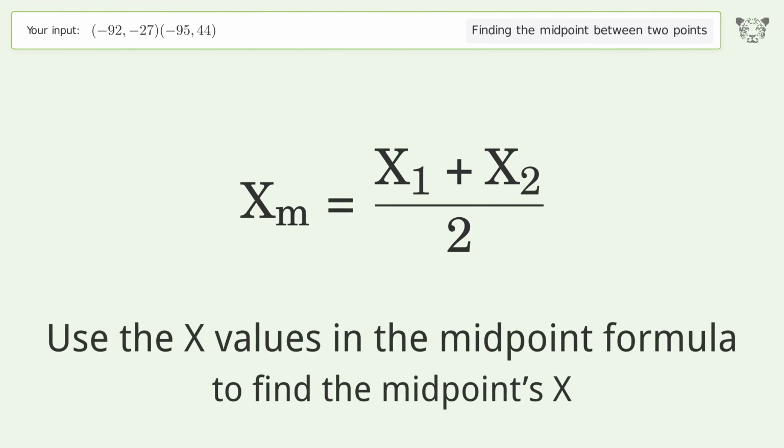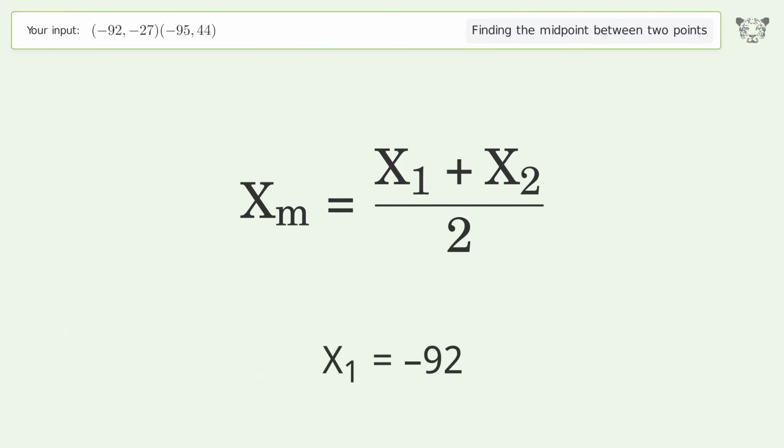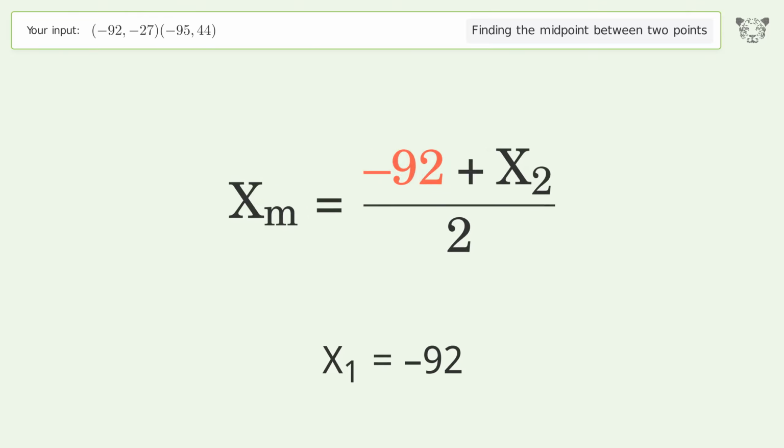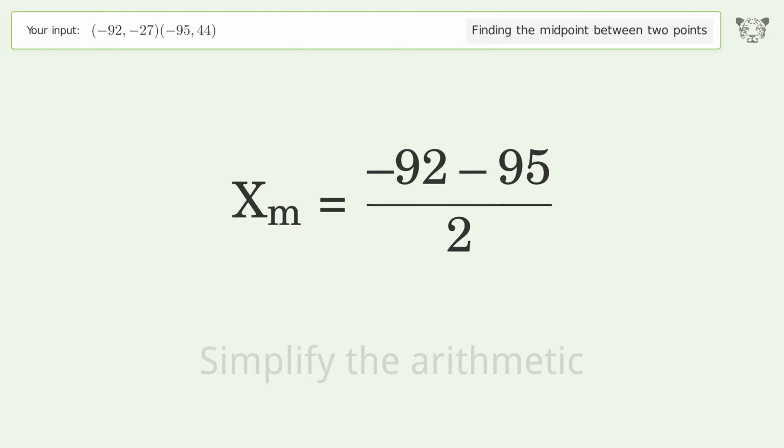Use the x values in the midpoint formula to find the midpoints x. x1 equals negative 92. x2 equals negative 95. Simplify the arithmetic.